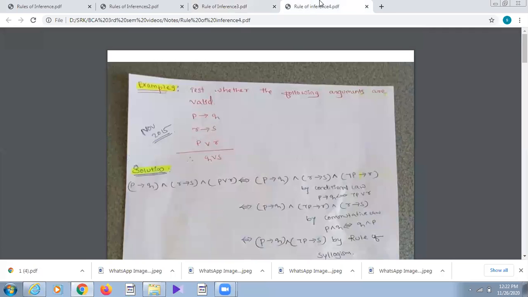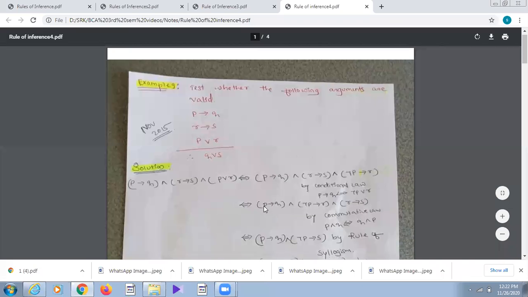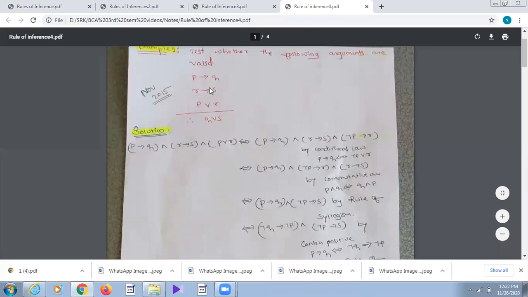So here the next type of problem: test whether the following arguments are valid. Up to example 8 I solved all of these. Example 9: this question was asked in November 2015. P conditional Q, R conditional S, P disjunction R. So these are the premises, and this is the conclusion. The conclusion will be Q or S.